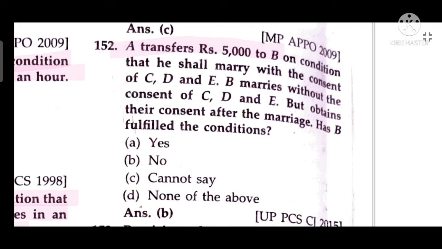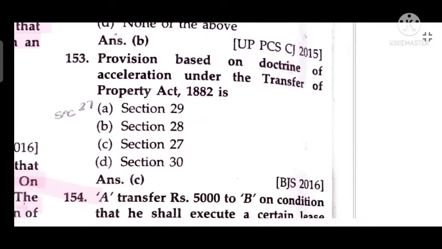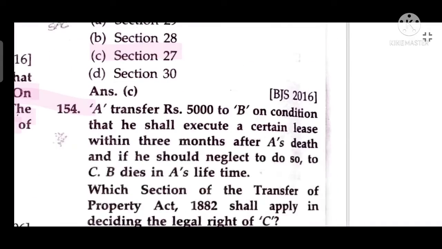A transfers rupees 5,000 to B on the condition that he shall marry with the consent of C, D, E. B marries without the consent of C, D, E, but obtains their consent after the marriage. Has B fulfilled the condition? No. The provision based on the doctrine of acceleration under the Transfer of Property Act 1882 is Section 27.